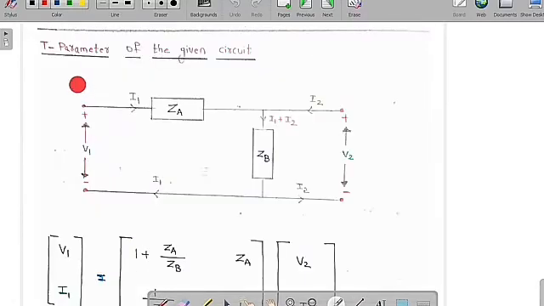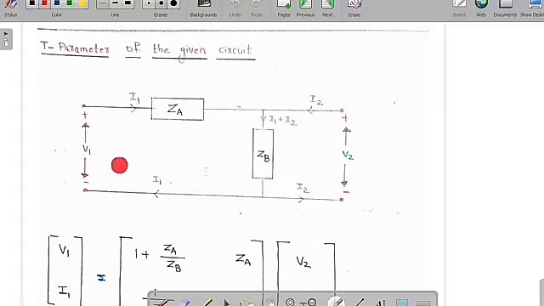Now we are going to find the T parameter of the given circuit. This is in terms of a two-port network, plus or minus V1, plus or minus V2. This is incoming current I1, this is also incoming current I2, this outgoing current is I1, and outgoing current is I2. Across this junction, two incoming currents are present, I1 and I2, so the overall outgoing current is I1 plus I2.